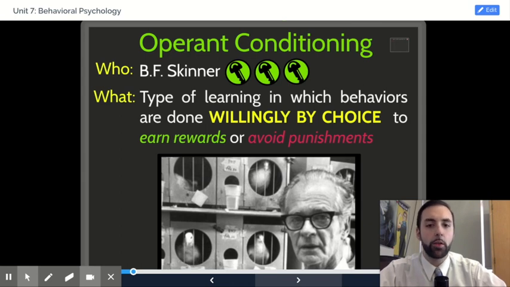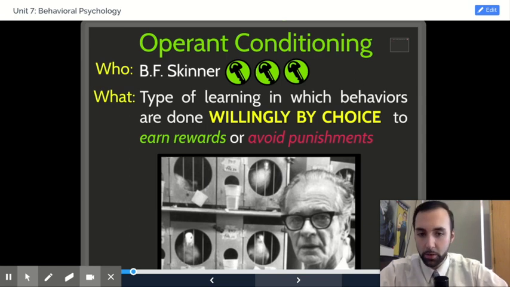Skinner proposed that learning occurs when behaviors are done willingly by choice in order to earn a reward or avoid a punishment. So, for example, if you choose to do your homework, you are willingly by choice either trying to earn a good grade or perhaps avoid punishment or discipline from a parent or guardian, or even in some cases, the school. You are willingly making the decision on your own accord to earn that reward or avoid the punishment.